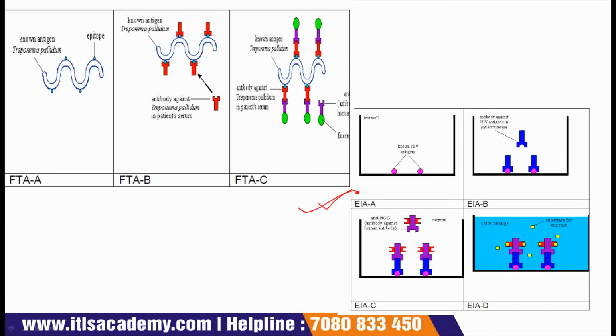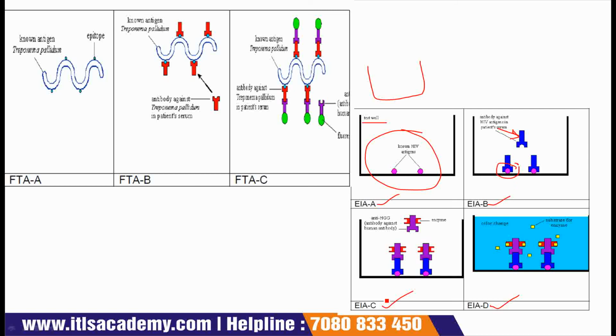This diagram shown here indicates the immunoassay test. This is immunoassay A, immunoassay B, immunoassay C, and immunoassay D. In immunoassay A, these are known HIV antigens, and this is the test well. This shape is the test well. In immunoassay B, the antibodies against this known HIV antigen are shown here.